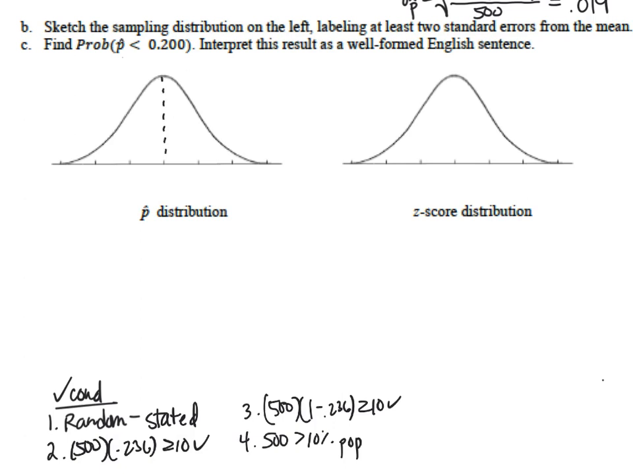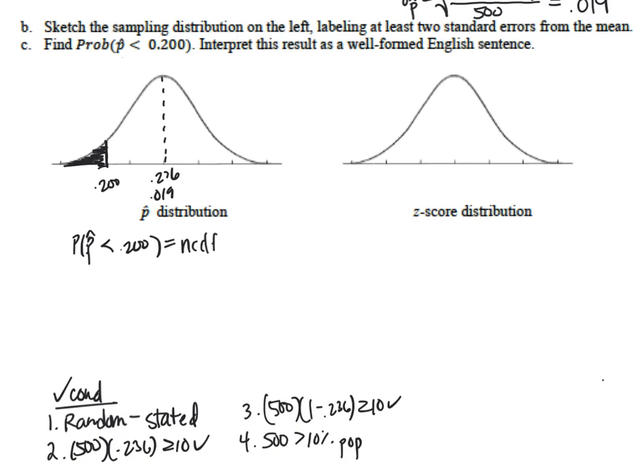So we have a distribution centered at a mean of 0.236 with a standard deviation of 0.019. And we're looking to find the probability of p hat being less than 0.200. So, 0.200 is somewhere down here, and we're looking at the probability of being less than that. So we're looking at that lower bound there.